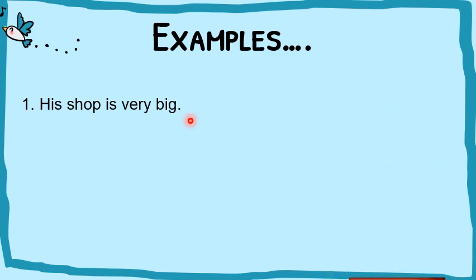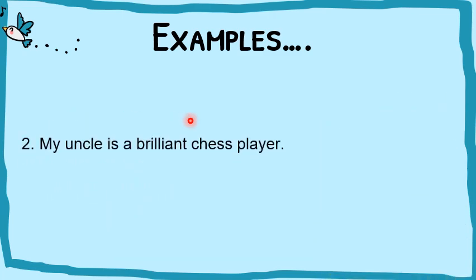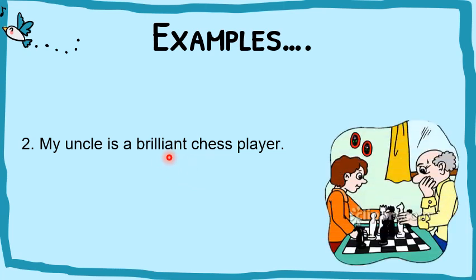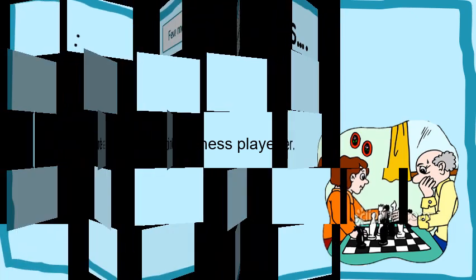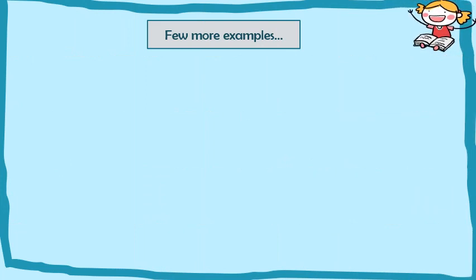Second, my uncle is a brilliant player. What is the adjective? Brilliant. In this, we can see that there is no comparison, and also we are using the base form of the adjective. Let's see a few more examples.